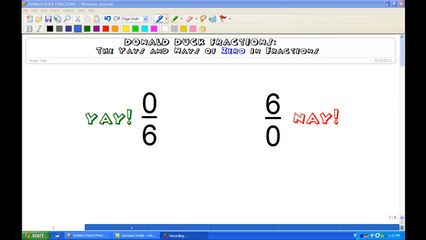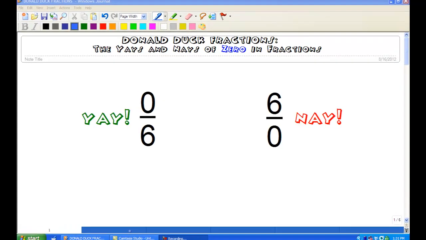This lesson is titled Donald Duck Fractions, the Yays and Nays of Zero in Fractions. I frequently have students who are confused when a zero turns up in a fraction. They don't understand why it's okay in one instance, when the zero is in the numerator, but it's not acceptable to have zero in the denominator. So this lesson is going to address that. Let's take a look at each example.